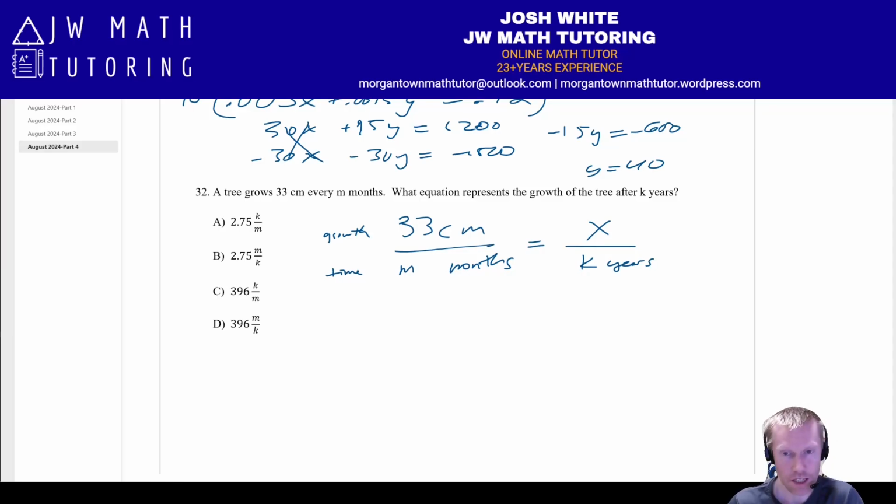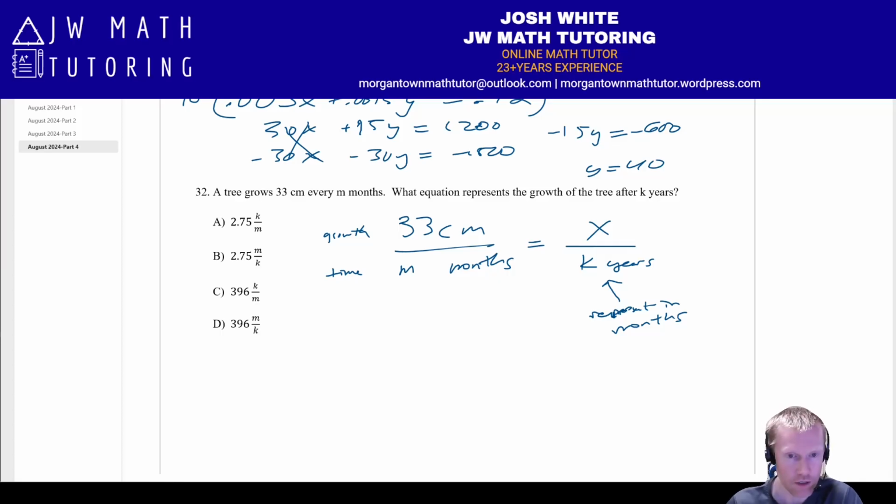But here is the thing that's tricky. Here's the thing that's confusing. In order to set these equal, you have to have the same units on both the top and the bottom. So the problem is right now on the left side and the bottom I have months, but on the right side I have years. So technically you have to take k years and convert that or represent that in terms of months. So the way you do that is it just turns into 12 times k months.